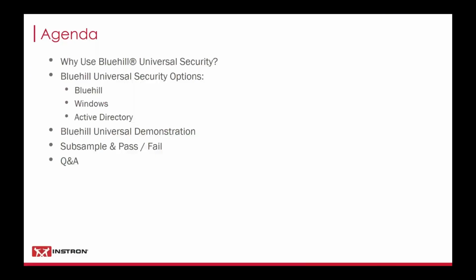So in today's webinar, we will discuss why a lab would benefit from using the security features built into Bluehill Universal. We'll also review the 3 security options available in Bluehill Universal, including a live demo of some of the security features. And finally, as a special bonus, I'll cover the 2 newer features within Bluehill, including creating subsamples in your results, as well as adding a PassFail component to your workspace. And then finally, we'll open it up to some Q&A.